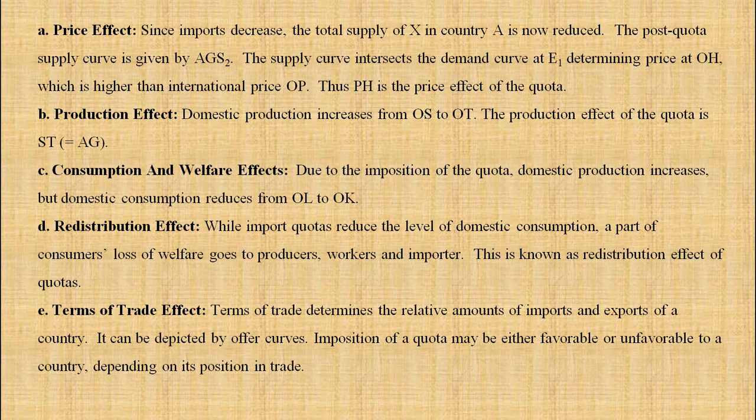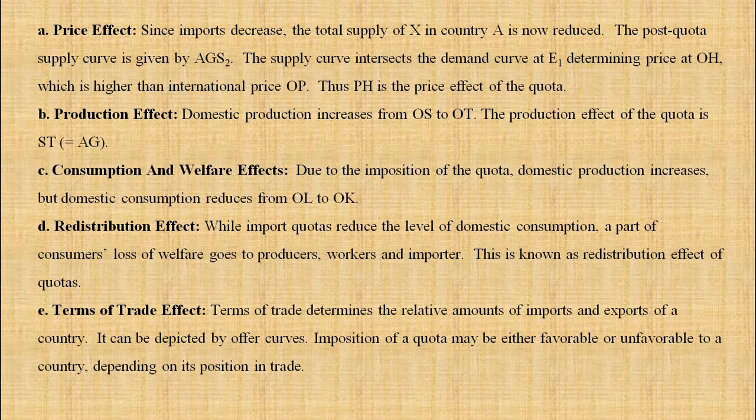Production effect. Domestic production increases from OS to OT. The production effect of the quota is ST. Just refer to the diagram, it will be clear to you. Consumption and welfare effect. Due to the imposition of the quota, domestic production increases but domestic consumption reduces from OL to OK.